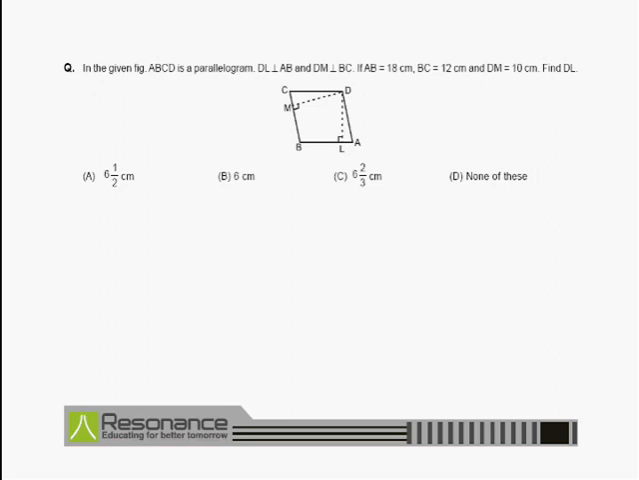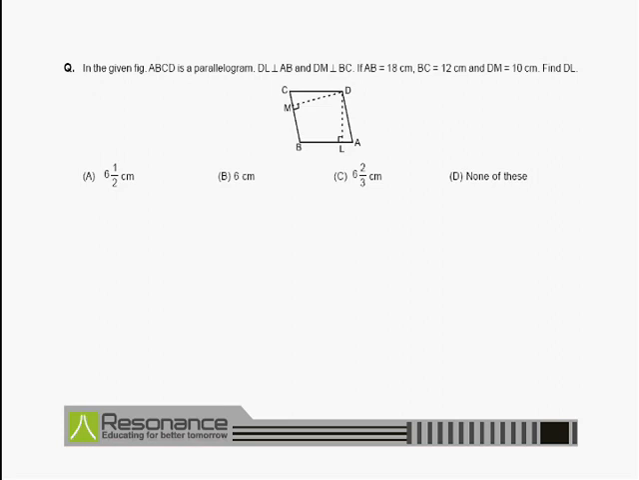Now in the given figure, ABCD is a parallelogram and DL is perpendicular to AB and DM is perpendicular to BC. If AB is equal to 12 centimeter and BC is equal to 12 centimeter and DM is equal to 10 centimeter, then find the length of DL.